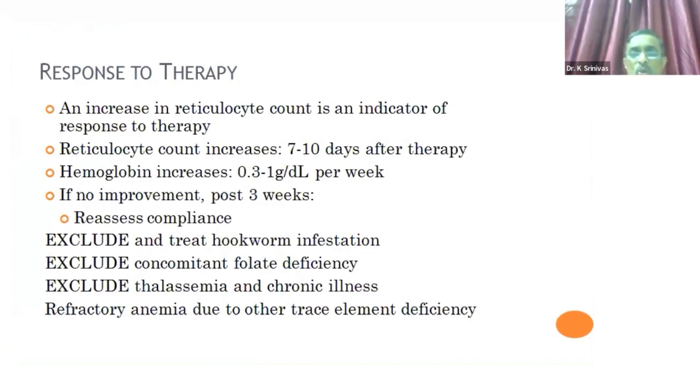If there is no improvement in the hemoglobin in spite of taking iron, first of all, make sure that she is taking the tablets properly. Later on, see whether there is anything that is continuing the loss, like hookworm infestation and any other deficiency. So this is the time you start working up with other investigations. Rule out hemolytic anemias or other trace element deficiencies.